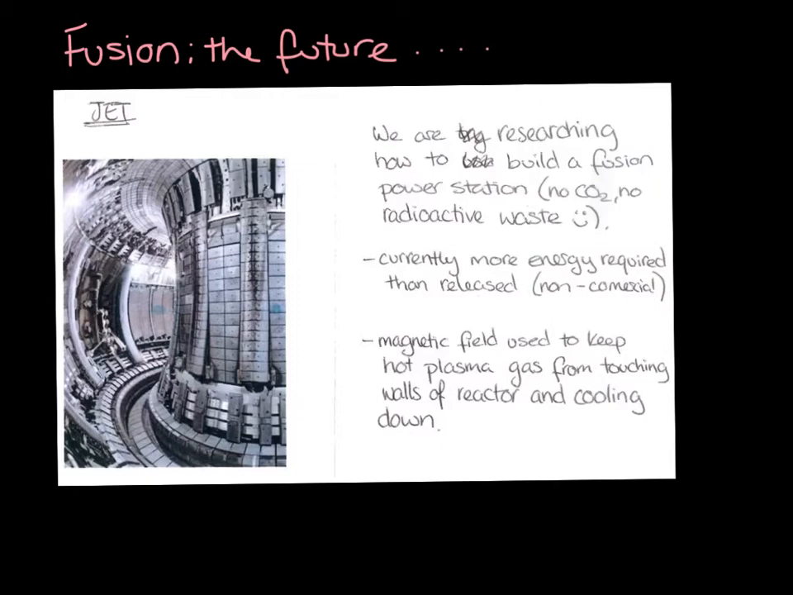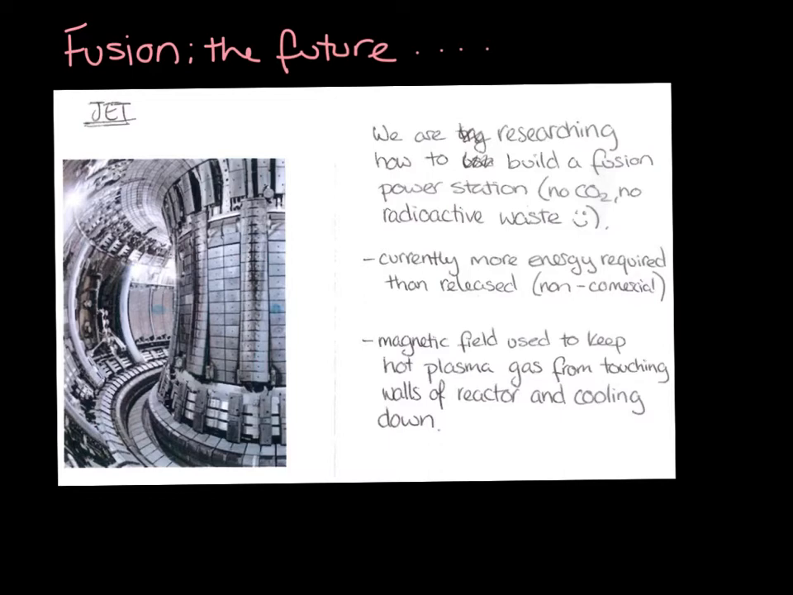Now, one of the challenges that they have when trying to make fusion take place in a man-made situation is they're trying to replicate the environment that you have in a star. So that means we need a really, really hot gas. And in order to do that, so that the gas doesn't cool down, they use a magnetic field to keep a hot plasma gas from touching the walls of the reactor. Because if they touch the walls of the reactor, they'll cool down. So there's lots of challenges, but it's a very interesting area of research that hopefully will benefit us in the future. So that is the little fusion video there.